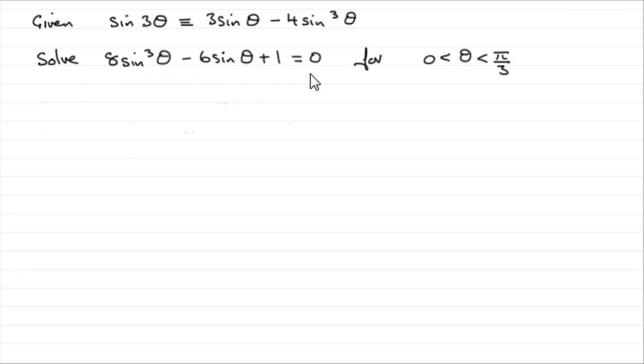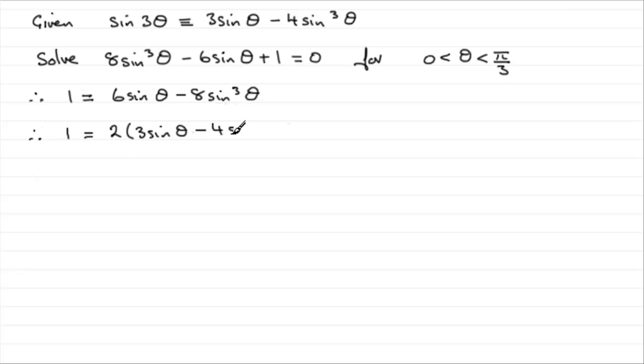of this equation. So if we start by doing that, we're going to therefore have that 1 equals 6 sine theta minus the 8 sine cube theta. Now if I pull out a common factor of 2 here on the right hand side, we're going to have 1 equals 2 lots of 3 sine theta minus 4 sine cube theta.